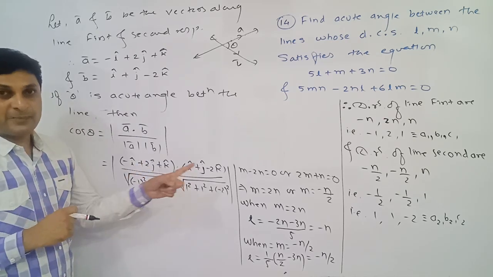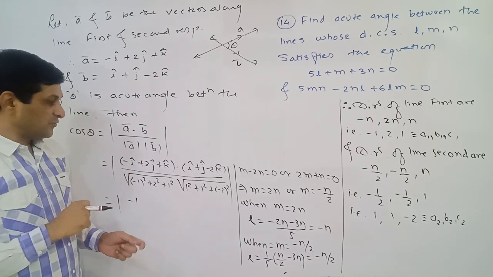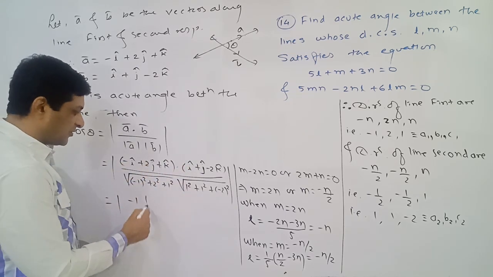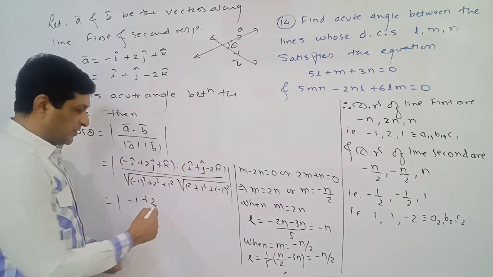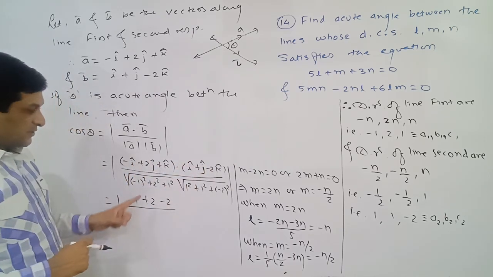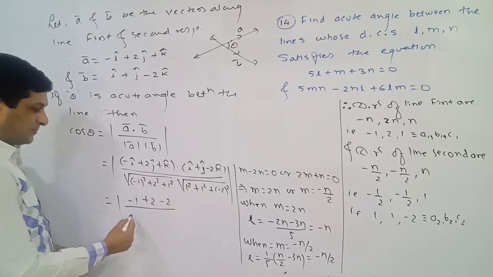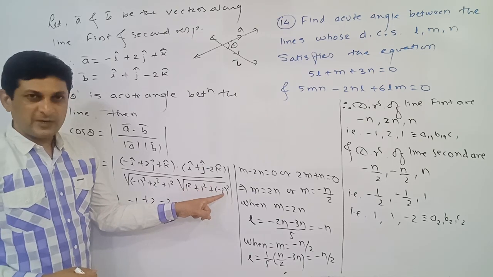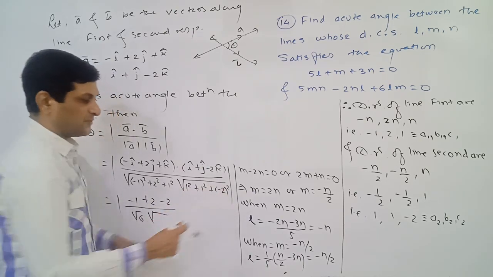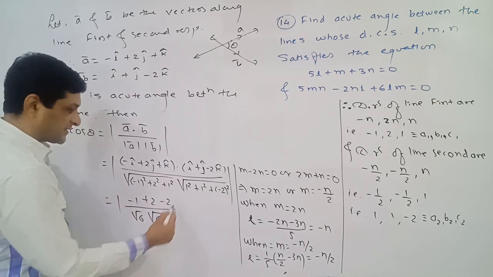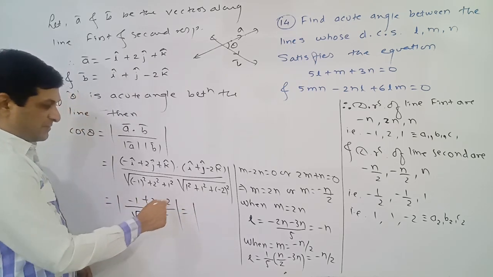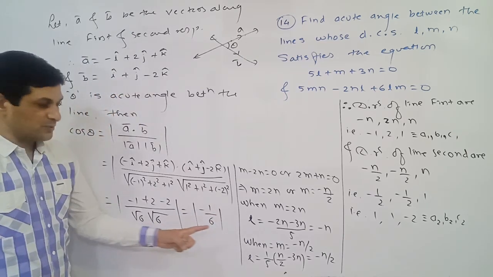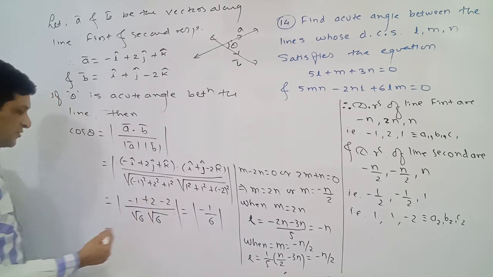We know that if vectors are represented in Cartesian form, then to find the dot product, first take the product of the coefficients of i bar, then take the product of the coefficients of j bar, and lastly take the product of the coefficients of k bar, divided by, see what we will get here: 1 plus 4 plus 1 will be equal to root 6, and here the square of 1 is 1, the square of 1 is 1, and the square of minus 2 is 4. 4 plus 1 will be 6. So in the numerator, plus 2 and minus 2 get cancelled, we get minus 1, and in the denominator root 6 into root 6 will be equal to 6. This is the value of cos theta.